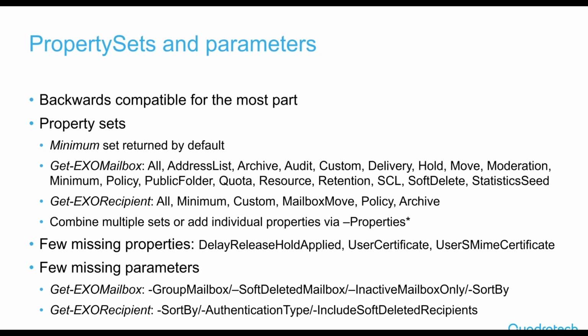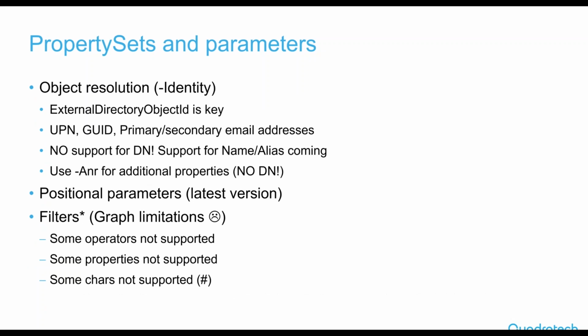These are the things we already covered. I do want to mention as well that there might be some attributes missing in the output. There are just very few of those, and you can ignore them, but for the sake of completeness I have included them here. You might also notice that some parameters are missing, but for the most part the commandlets are pretty much backwards compatible. The other differences worth mentioning are filters, as we covered already, and positional parameters, being able to do Get-EXOMailbox without using the identity parameter, which is now supported in the latest version.